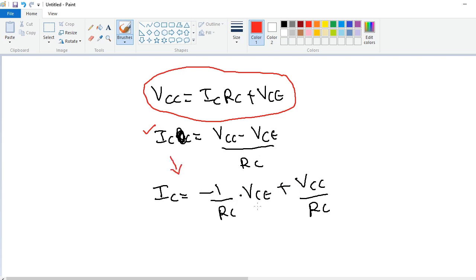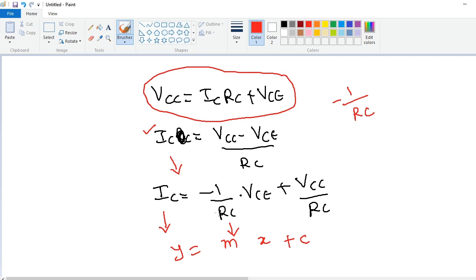VCE, the output voltage in common emitter configuration, is on the x-axis, and VCC by RC is a constant, since VCC is a fixed voltage, say 5 volts or 9 volts, and RC is a fixed resistance. IC is on the y-axis. So minus 1 by RC is nothing but the slope of the DC load line. This is very, very important, especially in transformer coupled class A amplifier analysis.